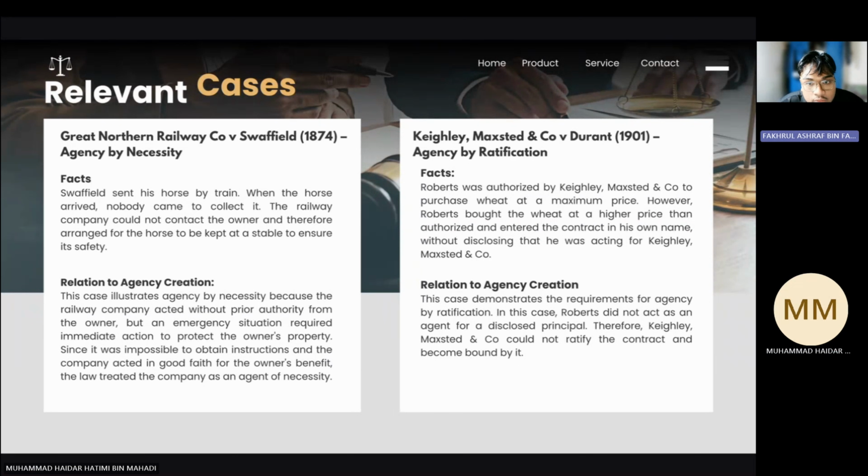What is the relation to this agency? The relation is that Robert did not act as an agent for a disclosed principal. Therefore, Cayley, Maxted and Co.